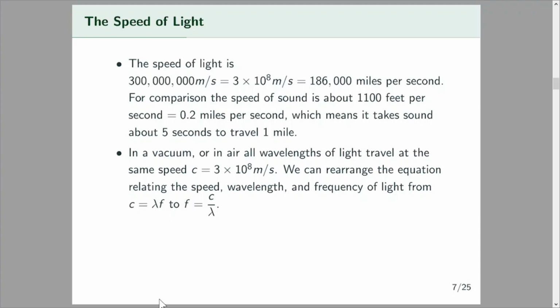For comparison, the speed of sound, which we normally think of as quite quick, is about 1,100 feet per second, or 0.2 miles per second. So the speed of light is 186,000 miles per second. The speed of sound is about 0.2. The speed of light is almost 1,000,000 times faster than the speed of sound. It takes sound about 5 seconds to travel 1 mile.